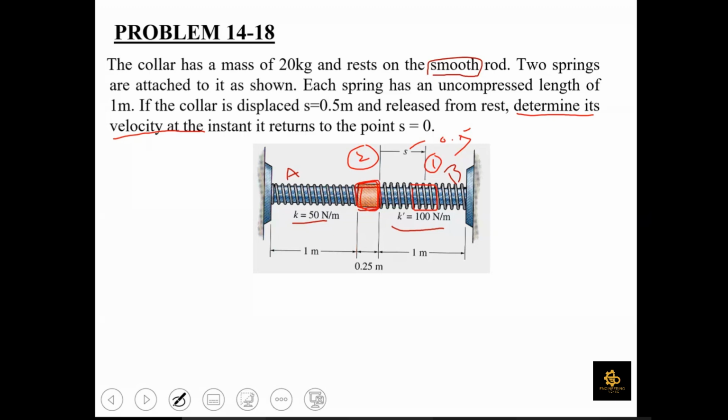So आपके पास एक collar है जिसके दोनों तरफ springs लगे हुए हैं. आप इस collar को थोड़ा सा displace करते हैं towards the right और rest से release करते हैं from position 1. You need to determine कि once this collar passes position 2, which is the position at the center of this rod, तो वो कितनी velocity के साथ travel कर रहा होगा. Is this question clear to all of you? Statement clear है?